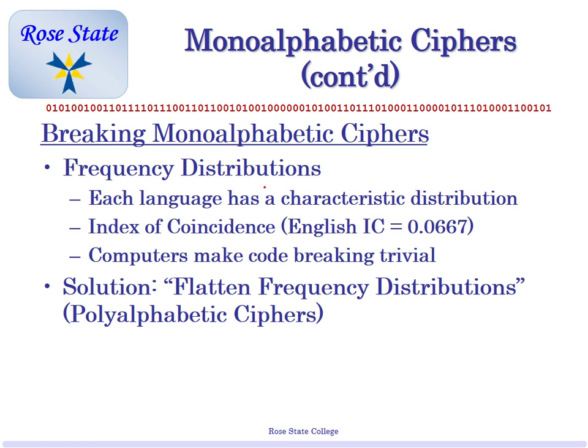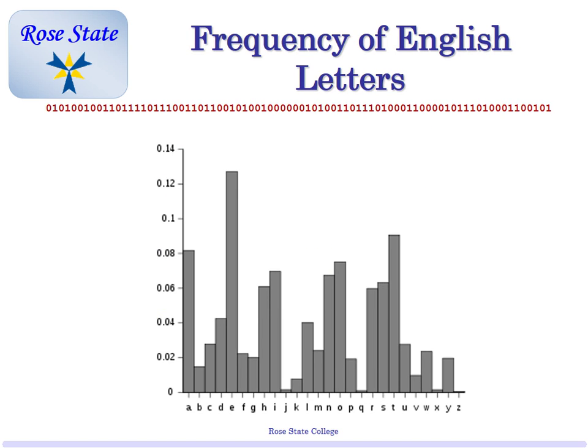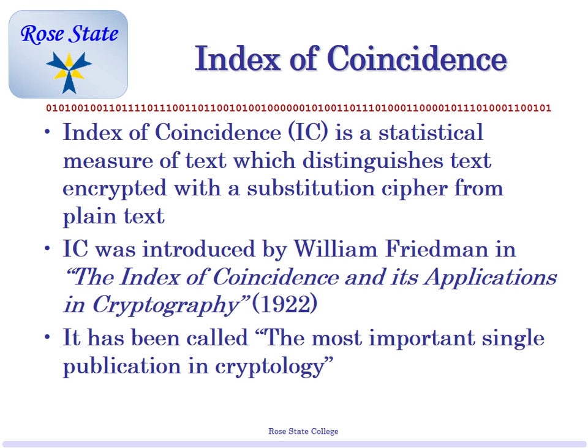Okay? Computers make code breaking trivial, and you have an assignment in this, but this is not the first assignment. This is a third assignment. Okay? We can flatten it with polyalphabetic ciphers. So there's the English language. Obviously, E is the most prevalent. Index of coincidence is a statistical measure of text which distinguishes text encrypted with a substitution cipher from plain text. There's a book on it, and it is considered the most important single publication in cryptography. Go read it.